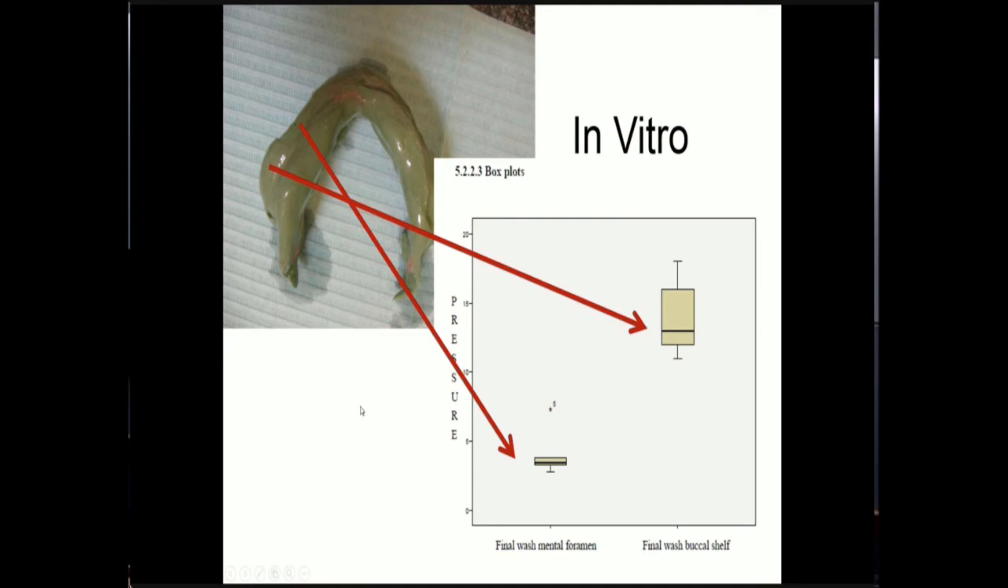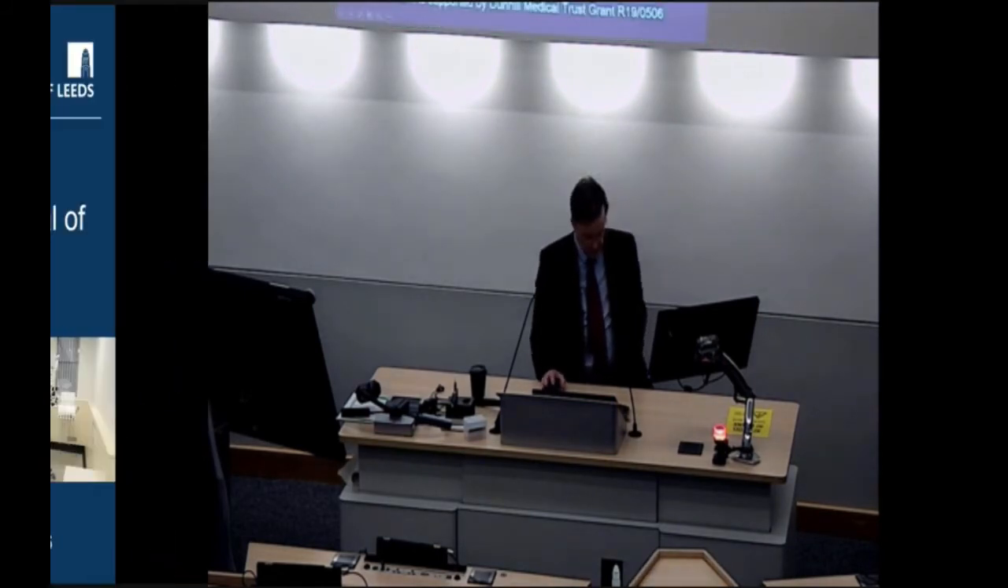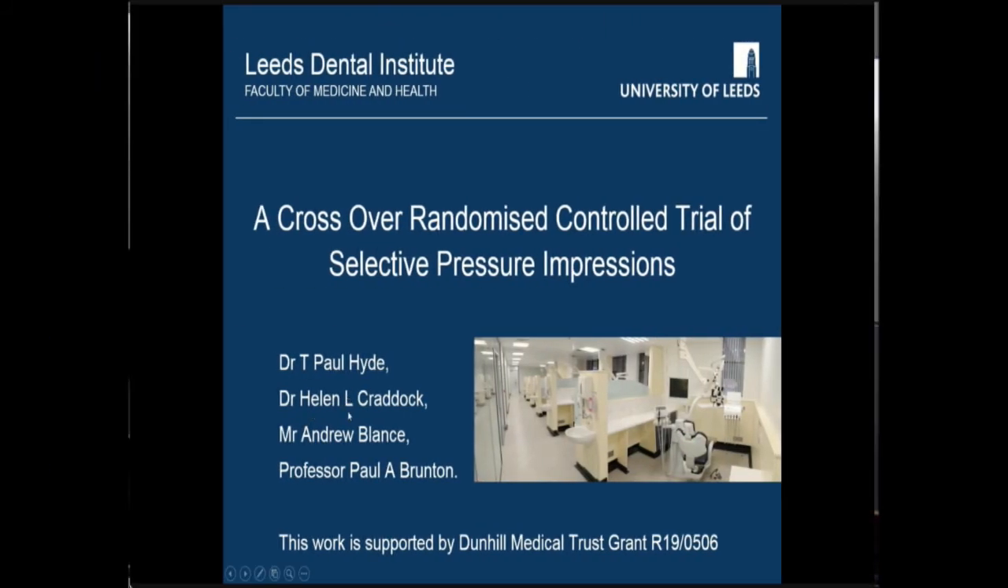When we looked at this in the lab, taking a stone model and measuring the pressure in two areas, one over the buccal shelf and one over the mental foramen, where we've relieved the shape of the impression tray effectively, we measured the difference between the pressure in those two areas. So we know the pressure's different here, but now having shown that we could change the pressure within the impression in those two areas and distribute it as we thought we could, we then wanted to run a randomized controlled trial to see if we could find benefit to our patients of that.